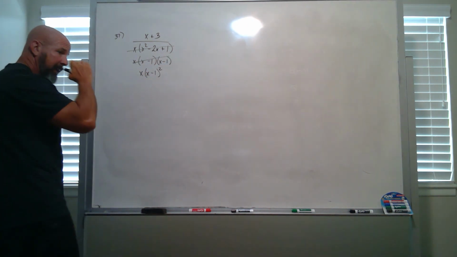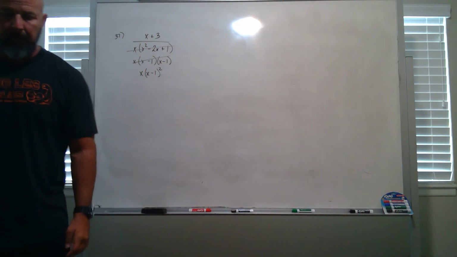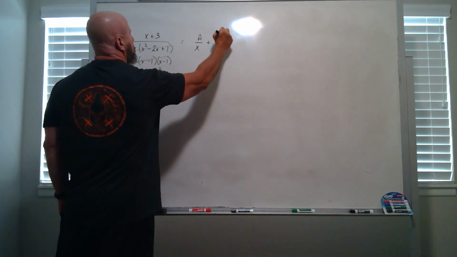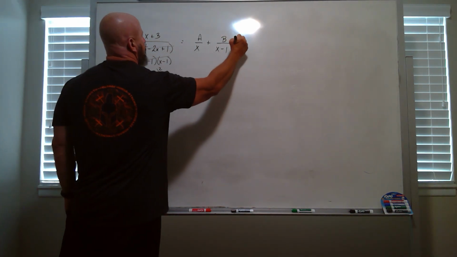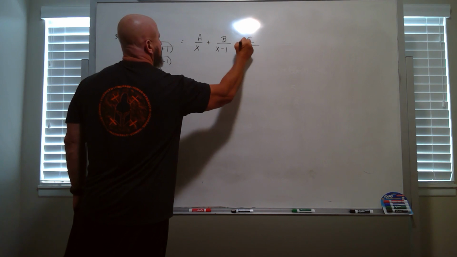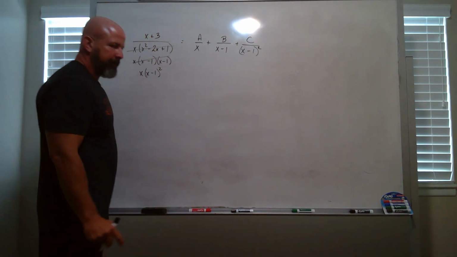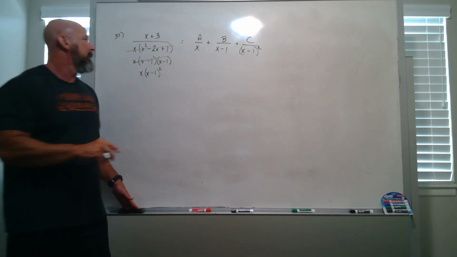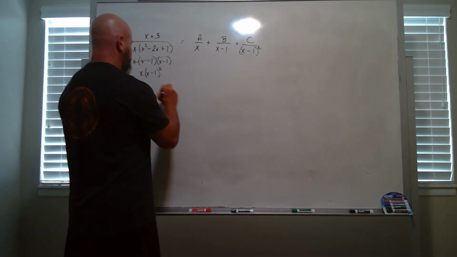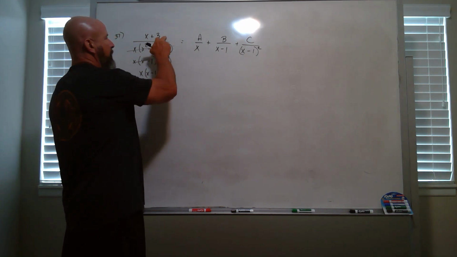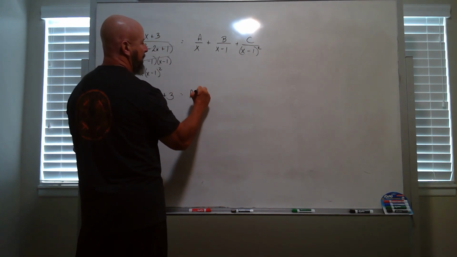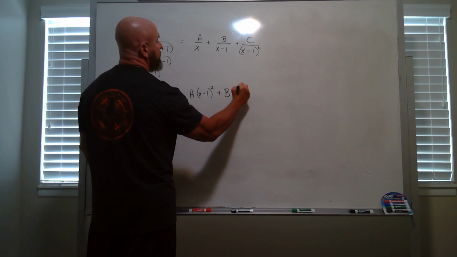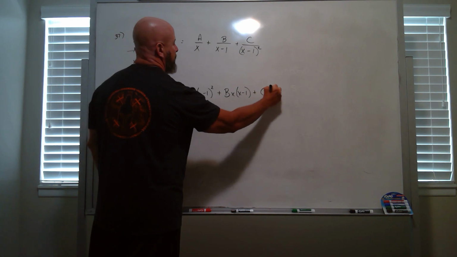So I'm looking at, again, another repeater there. So I'm going to have A over x, B over x minus 1, C over x minus 1 squared. Common denominator. Get my numerator set up, so I know x plus 3, this numerator is going to have to equal A times x minus 1 squared, B times x and the other x minus 1, and then C times x.